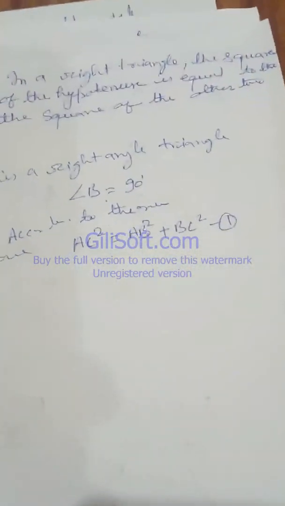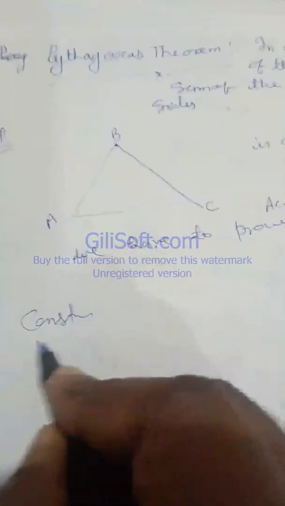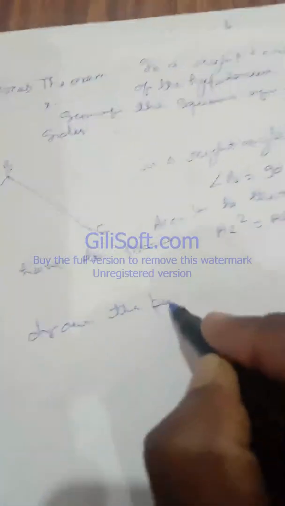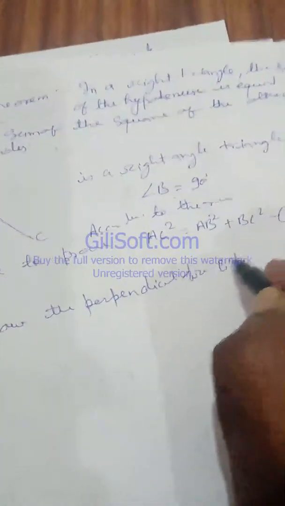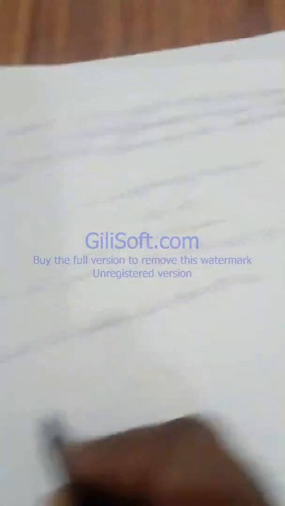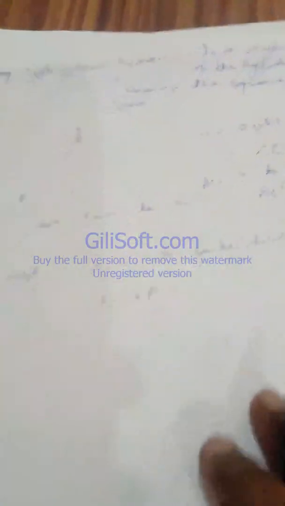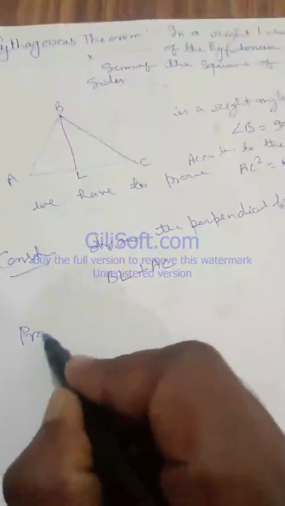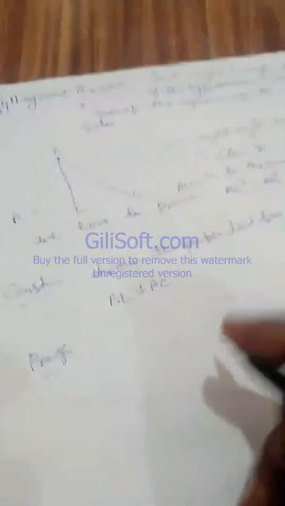For this we have to make some construction. Draw the perpendicular from B to AC. BL perpendicular to AC. Now, proof.